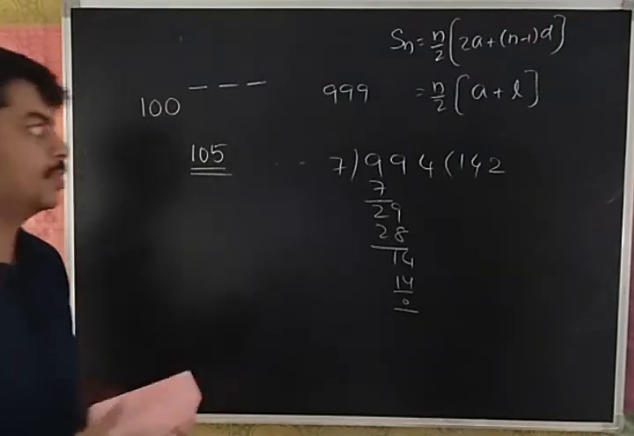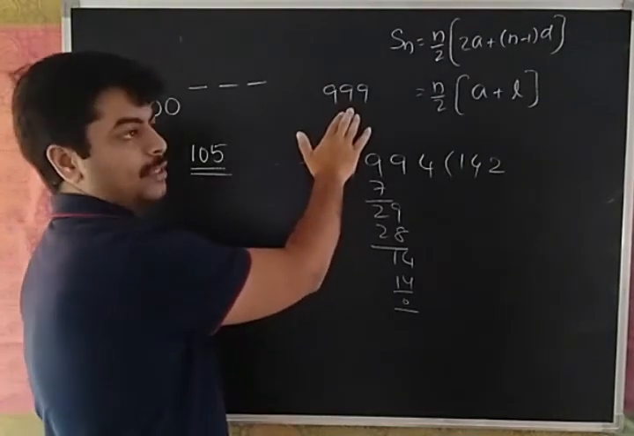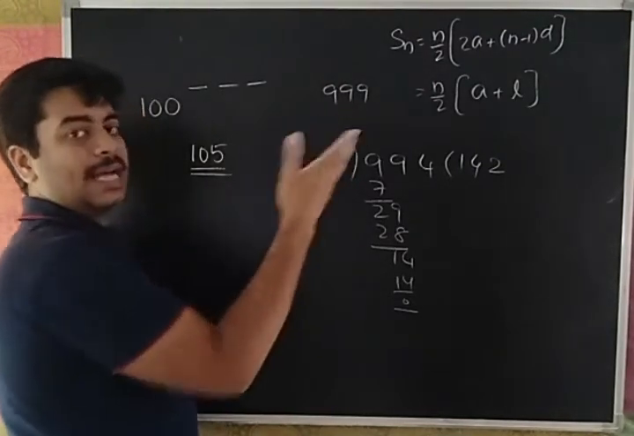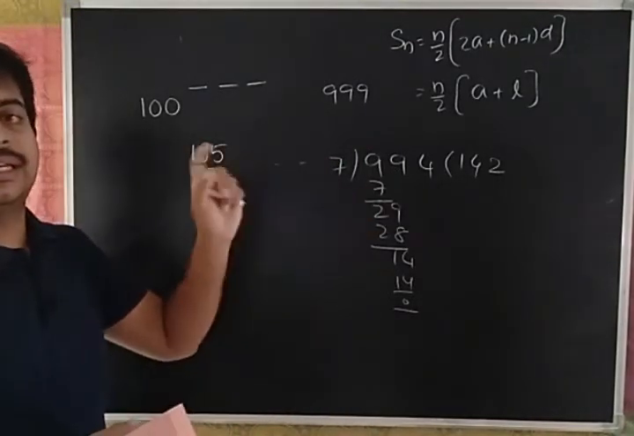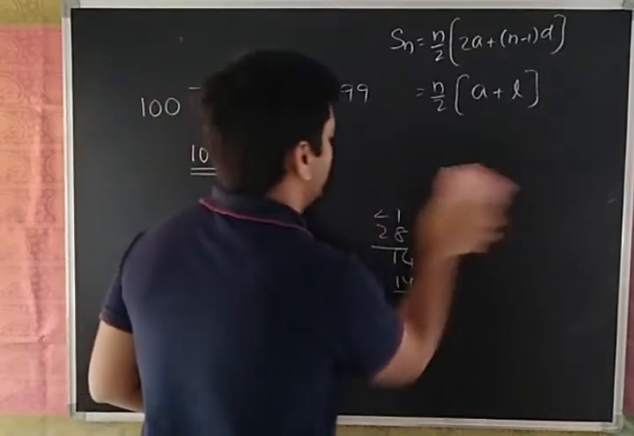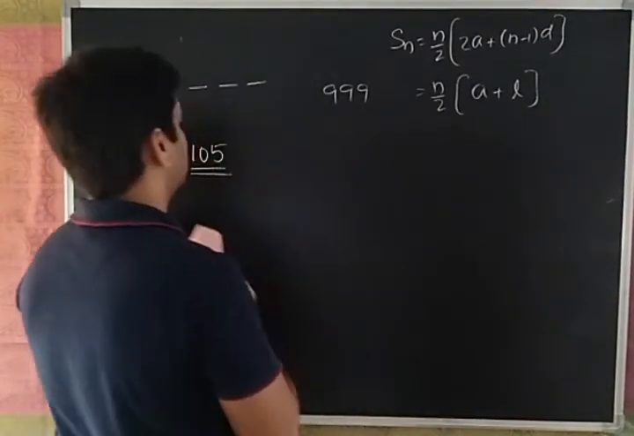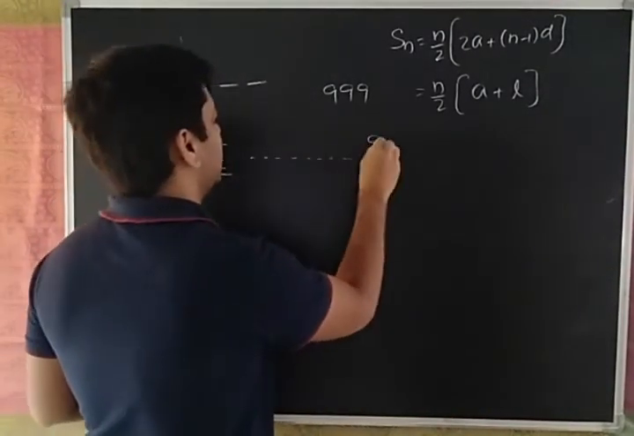Why I need this information is, see, 999 is not divisible by 7. So what is the last number? Up to where do I need to go? I need to go till 994. So 994 will be my last element.